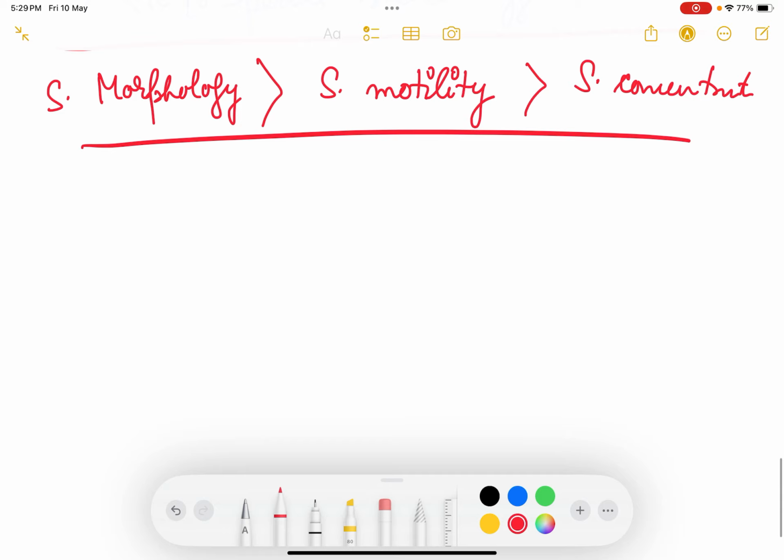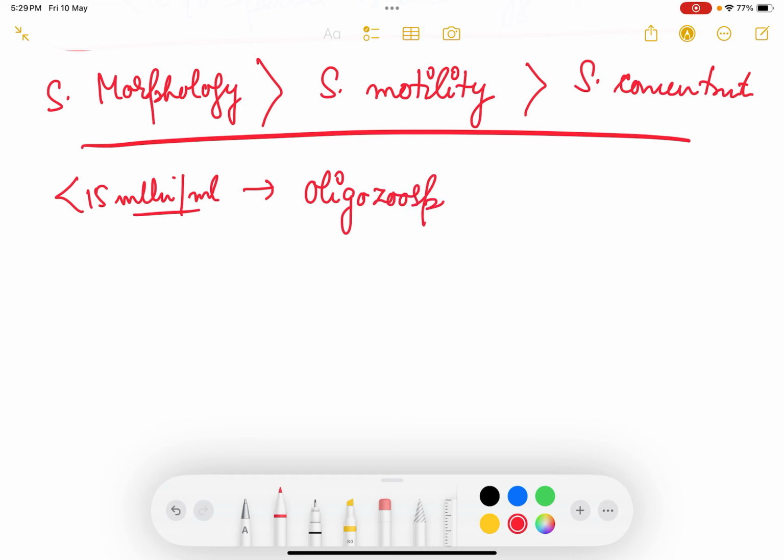Very important, if a male has less than 15 million per ml of sperm, then this patient will be called oligozoospermia. Okay, less than 15 million means the concentration is less, then oligo means less, and zoospermia means sperm, so less number of sperms.